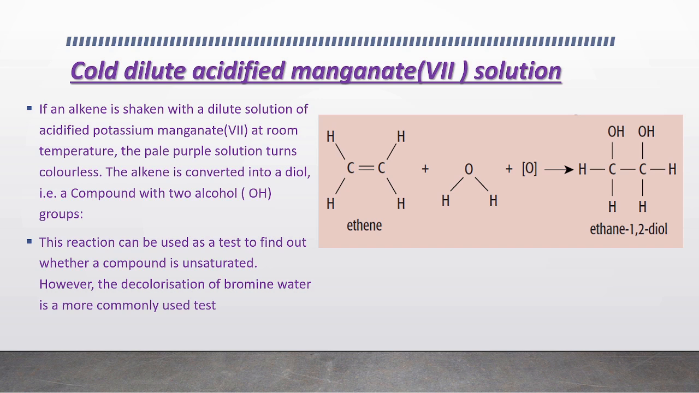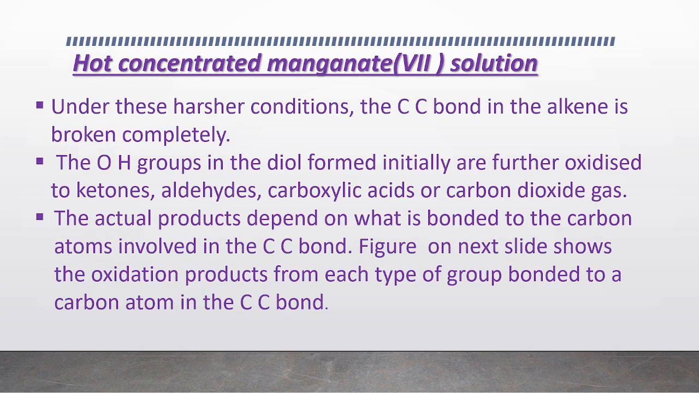First of all, cold dilute acidified manganate solution. And you see in the equation, if we add this solution to ethene, it can be converted into a diol. Diol means that ethene is converted into a kind of alcohol with two OH groups. So this is the formation when we are using cold dilute acidified manganate solution.